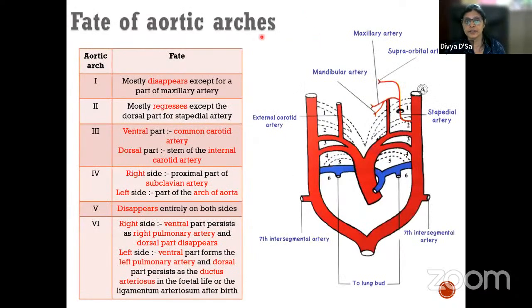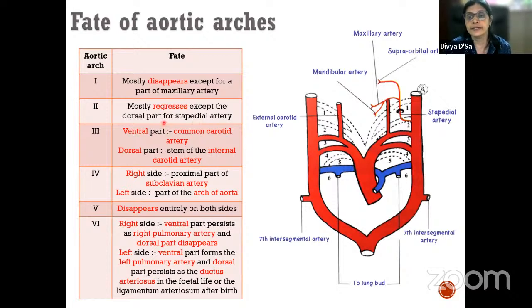So when you're writing about pharyngeal arches, I have explained to you how it forms, but when you write the answer, you don't have to write everything unless the question is to write about aortic arches. If it is about pharyngeal arches, you just have to mention the first arch, which is the artery. The first aortic arch disappears except for a small part, that is the stapedial. Actually, here it is the other way around.